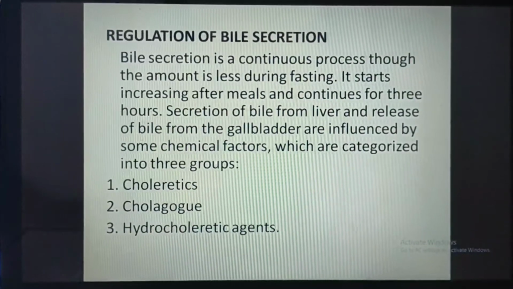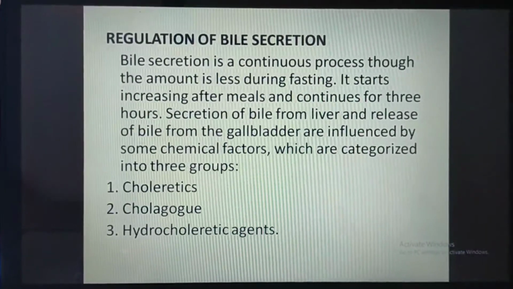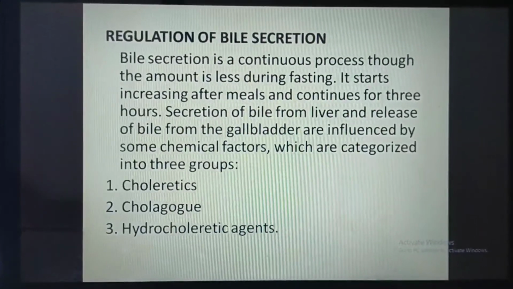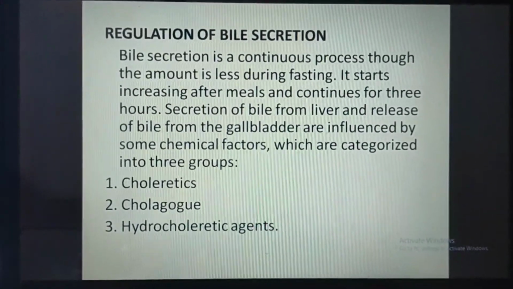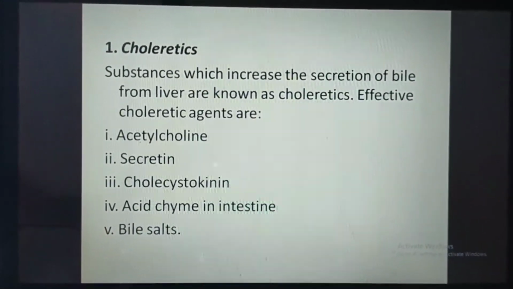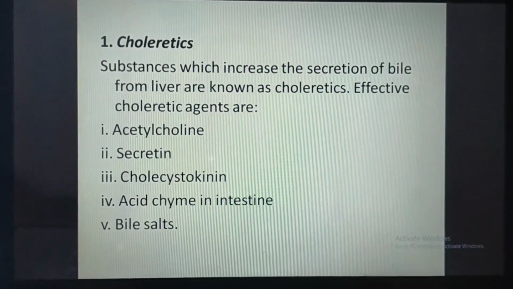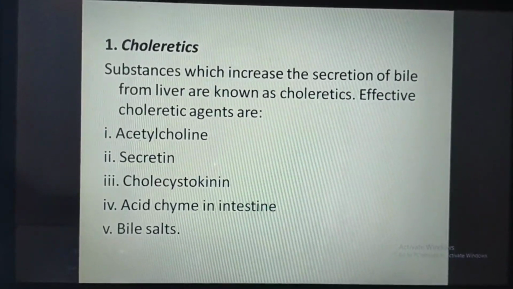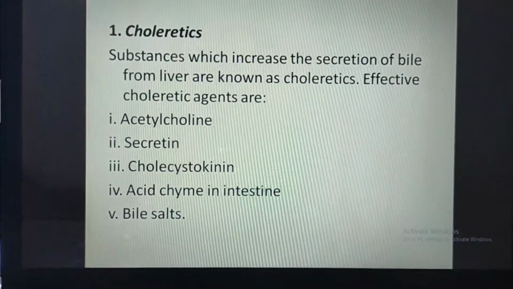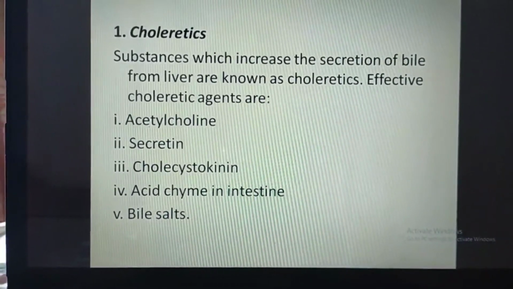Secretion of bile from liver and release of bile from the gallbladder are influenced by some chemical factors which are categorized into 3 groups: choleretics, cholagogues, and hydrocholeretic agents. Choleretics. Substances which increase the secretion of the bile from liver are known as choleretics. Effective choleretic agents are acetylcholine, secretin, cholecystokinin, acid chyme in intestine, and bile salts.